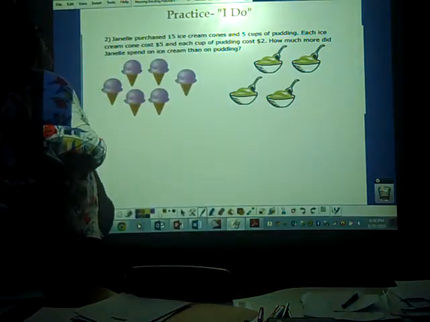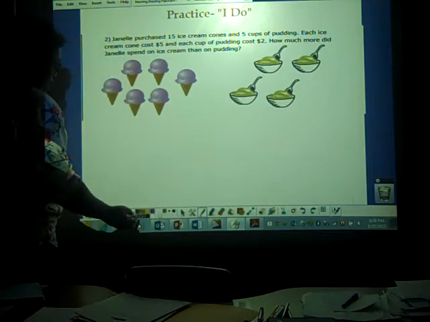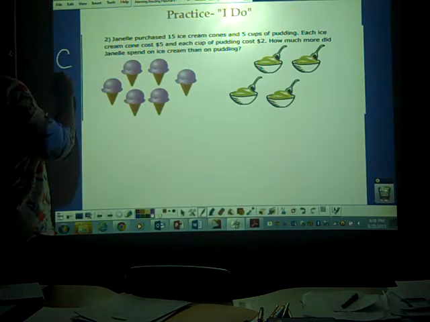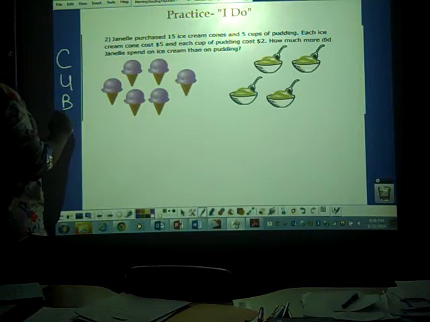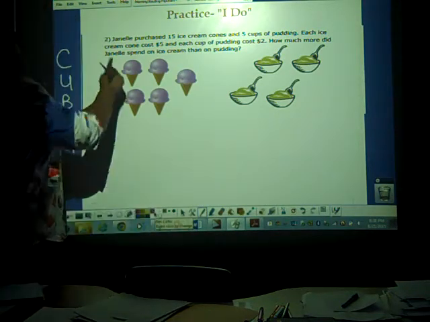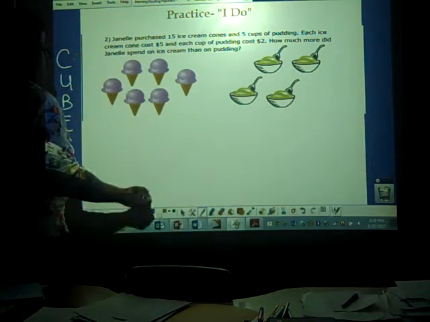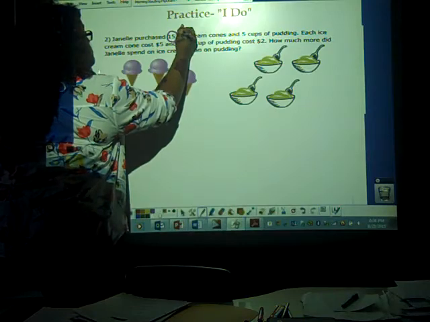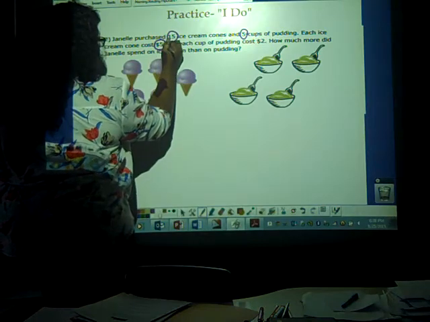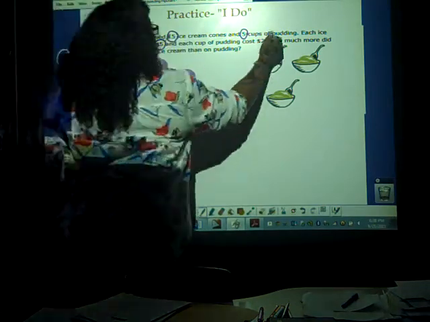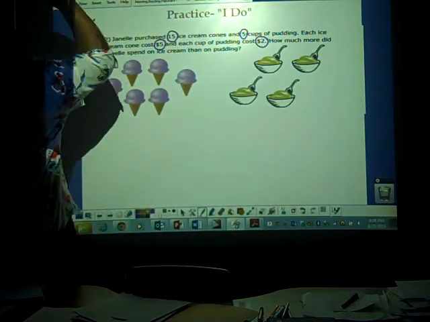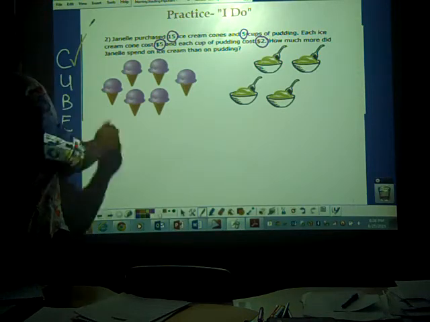So, each ice cream cone costs $5. Let's go ahead and write out to the side our wonderful cubes. This is such a great guide. I absolutely love it. All right. We're going to circle our numbers. So, 15, 5, $5, and $2. So I just circle all my numbers. Now let's underline this question.